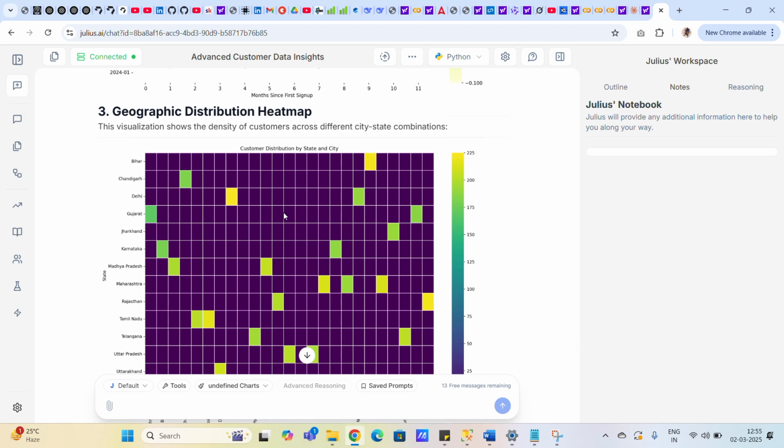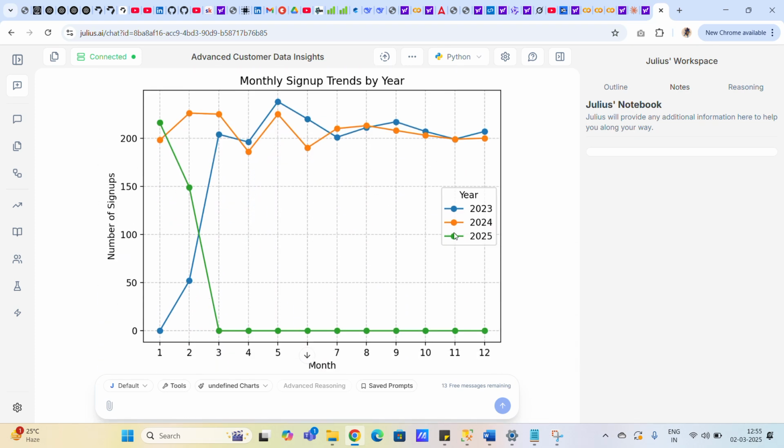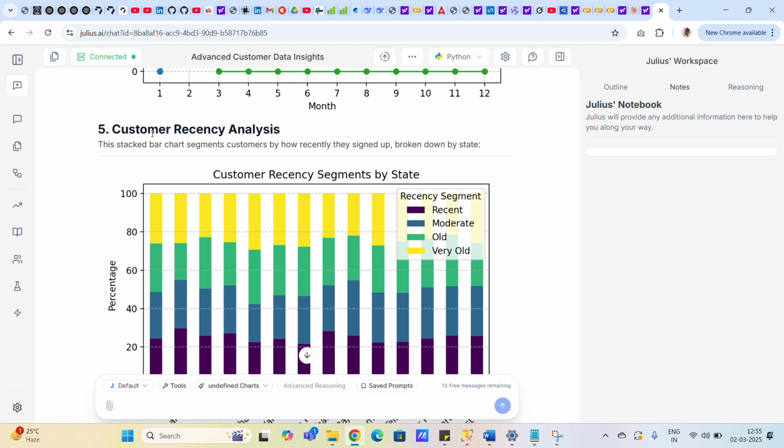Then we have a monthly sign up trend by year. This is the graph. Then we have a customer recency analysis: recent, moderate, old, very old. Recency means how many customers have recently shown their interest. So they have signed up, and what is the recent time they have shown interest in the customer app, right? So that is recency.